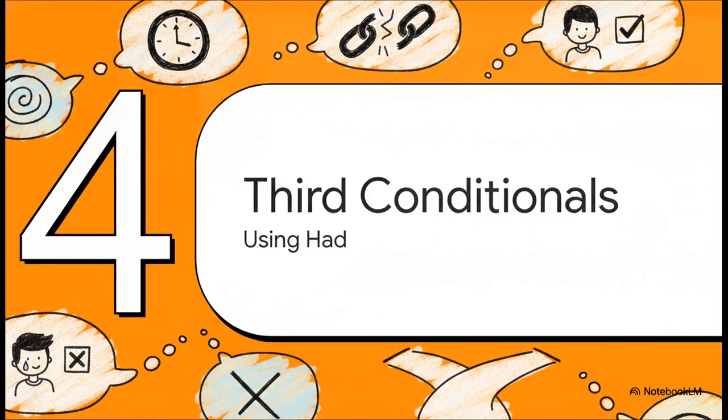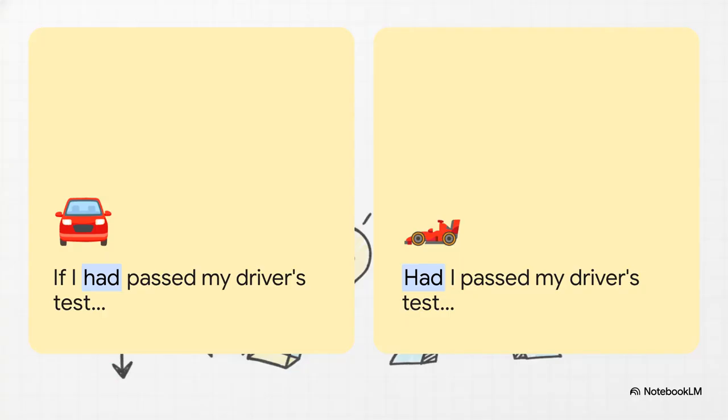Third conditionals using had. Finally, we're looking at unreal past conditional statements. This is when we're reflecting on things that simply didn't happen. Imagine someone talking about a past failure. Normally they just say, if I had passed my driver's test, I would have bought a new car. But to create a highly sophisticated sentence structure, we just drop that if and invert. Had I passed my driver's test, I would have bought a new car.